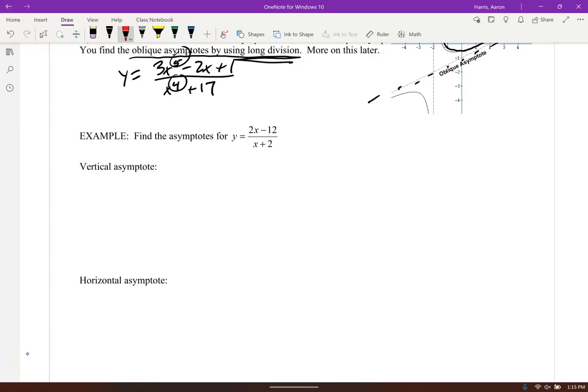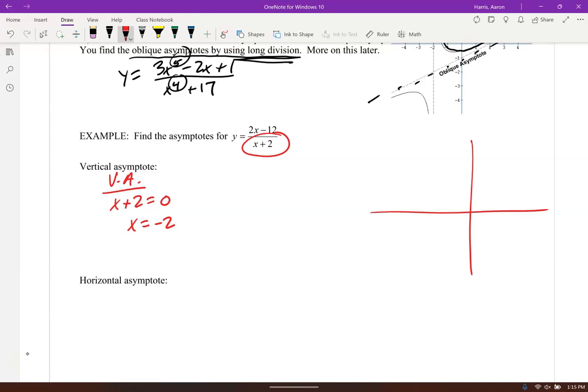Number one, where is this thing undefined? Where do I have a vertical asymptote? Well, I can't divide by 0, so I take my denominator, set it equal to 0, and that's the equation for my vertical asymptote. I will not touch x equaling -2. They'll never touch that line. I can't. That's where it's undefined.